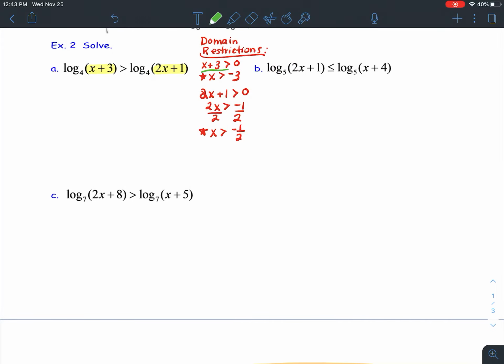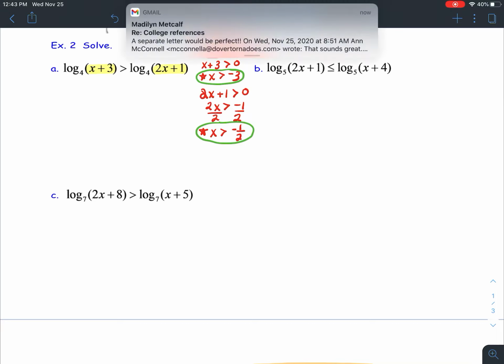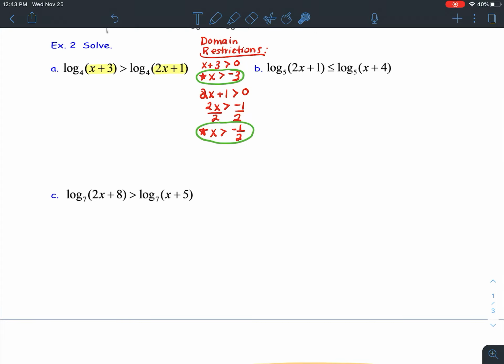In fact, I'm going to go ahead and just circle those two domain restrictions here in green so they'll be easy for us to look at. When we get to the end of this problem, we're going to need to come back and glance at these domain restrictions so we make sure that our final answer would not ever violate either of these two domain restrictions.